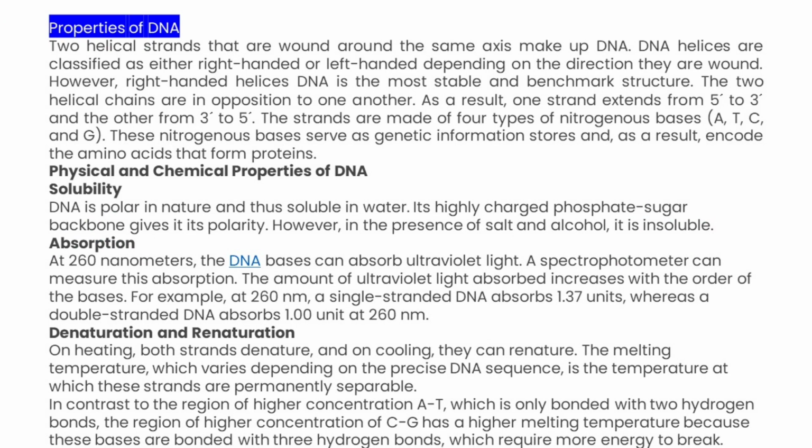Properties of DNA: two helical strands that are wound around the same axis make up DNA. DNA helices are classified as either right-handed or left-handed depending on the direction they are wound. However, right-handed helical DNA is the most stable and benchmark structure. The two helical chains are in opposition to one another. As a result, one strand extends from 5' to 3' and the other from 3' to 5'. The strands are made of 4 types of nitrogenous bases: A, T, C, and G. These nitrogenous bases serve as genetic information stores and, as a result, encode the amino acids that form proteins.